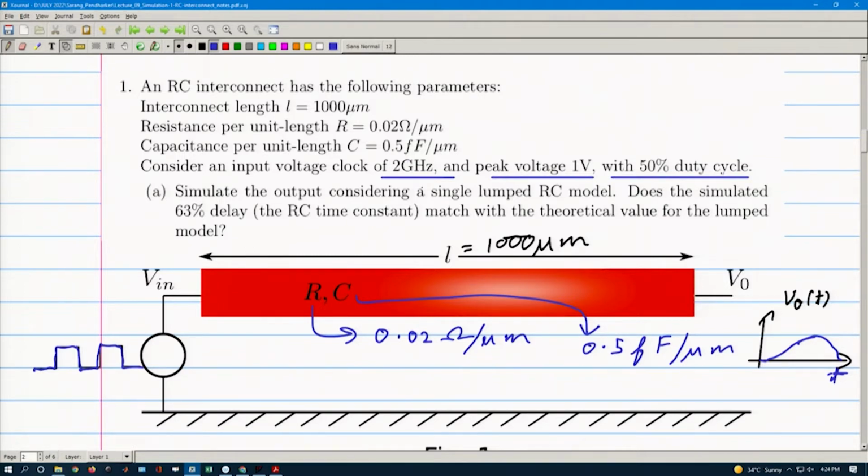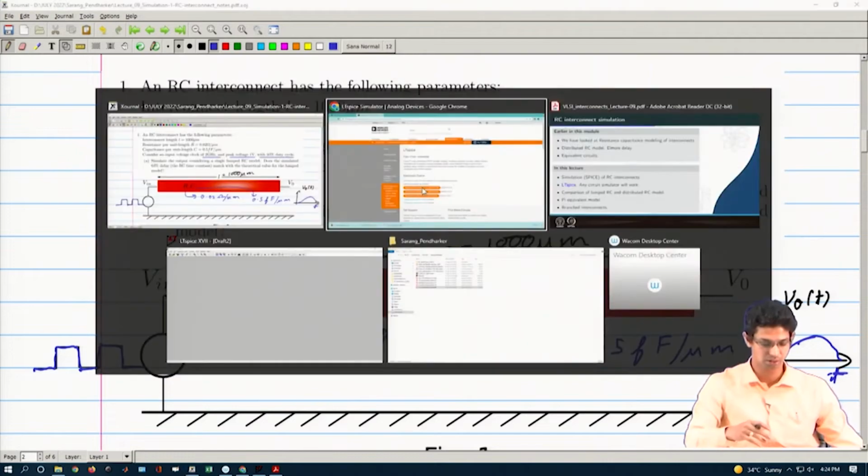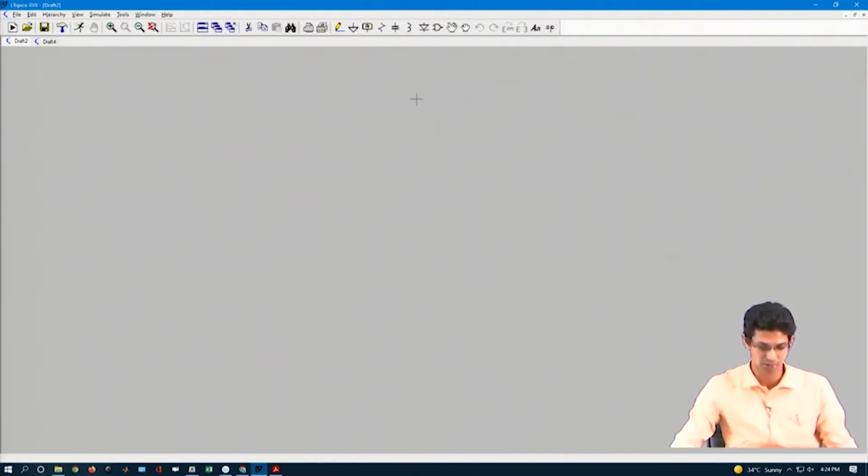Let us now go to the simulator and let me construct a simple first circuit, and then later on we will proceed. This is the window for your LTspice. If I create a new schematic, I get something like this. There is a blank space, and here I can add different components.